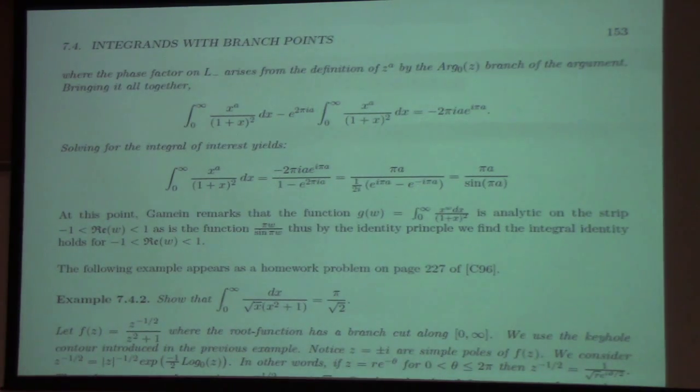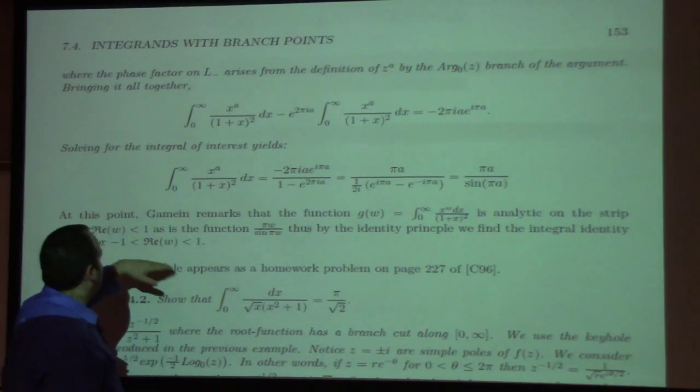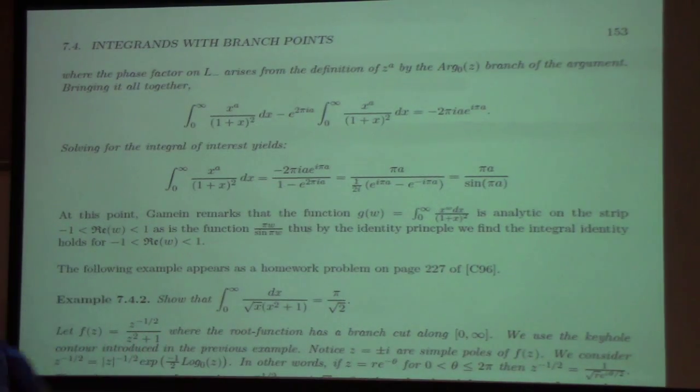And that calculation works for the real part of a, we had it for the absolute value of a between minus 1 and 1. And so Gamelin points out that because that function is holomorphic on the strip, real part of w between minus 1 and 1, you can extend this result onto that strip just the same. In other words, I can replace a with w as long as the real part of w is between minus 1 and 1, and this is still a true result for that complex power.